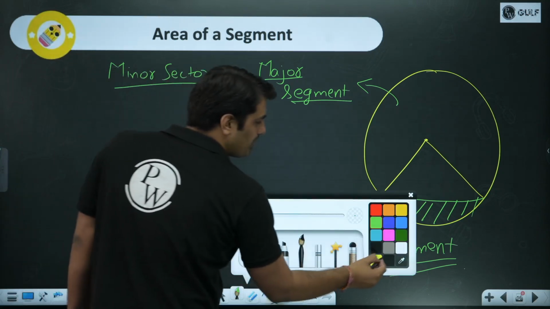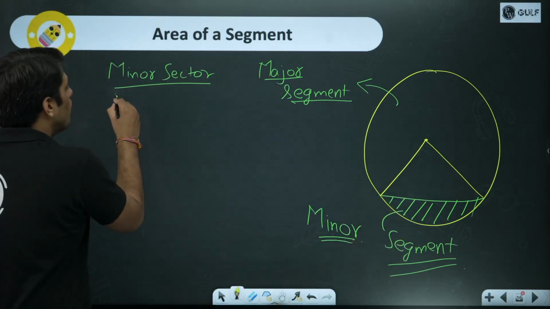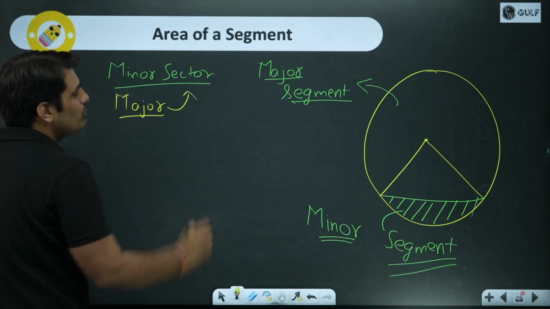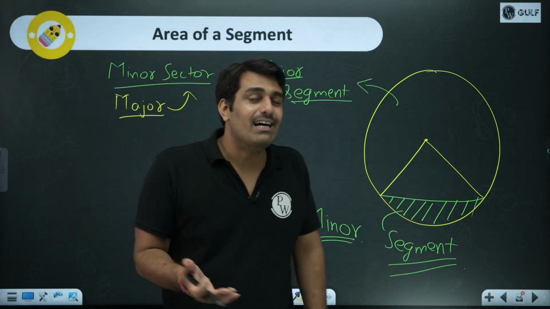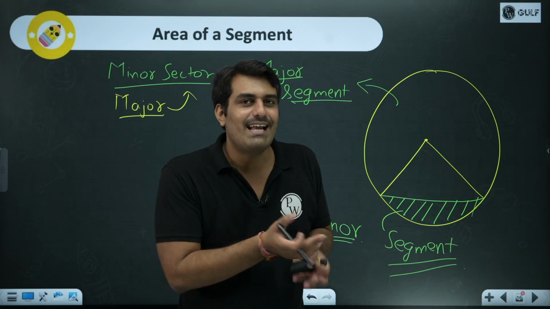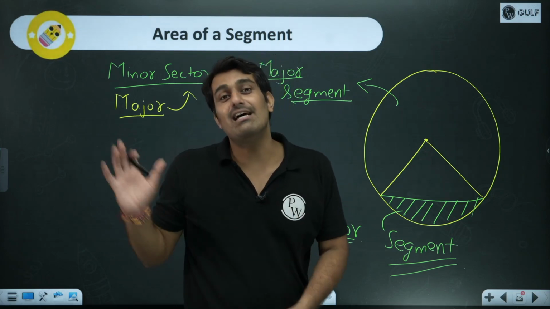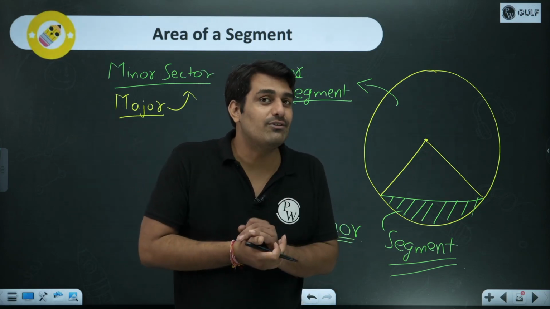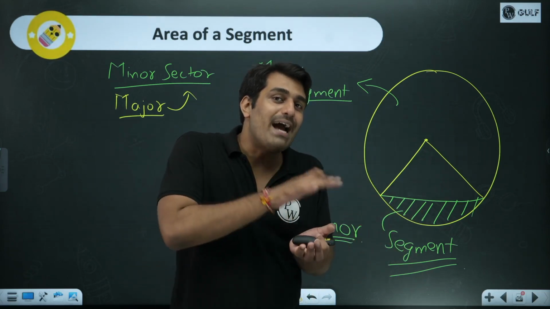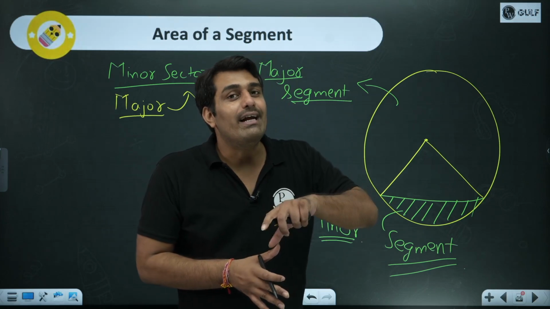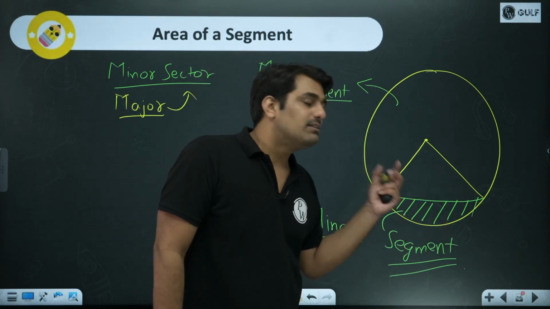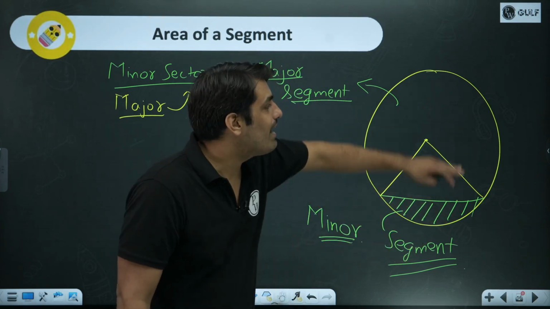So be cautious about that also. Someone might ask, what is the major sector? For the case of major sector, you just have to reduce the area of the minor sector from the entire area of the circle, and you're left with only that area which is the major sector. That same thing works for the segment as well. If you have the area of the minor segment, then you can calculate the area of the circle, subtract the area of the minor segment, and you will get the entire rest of the area.